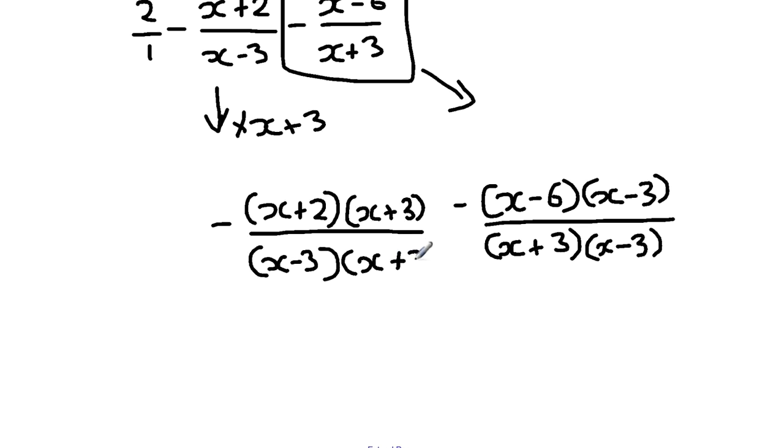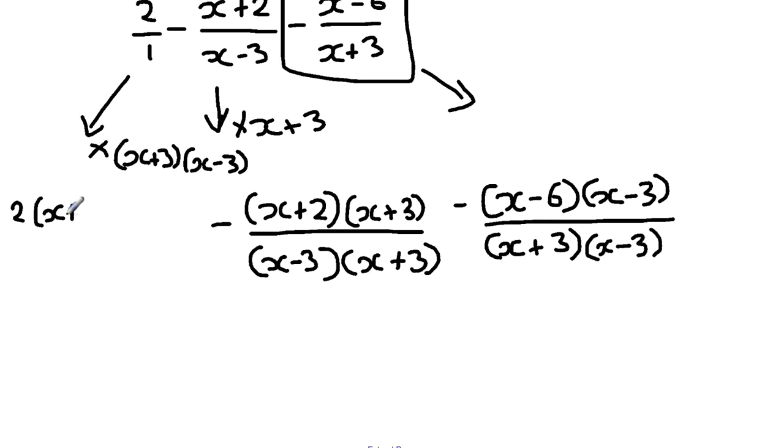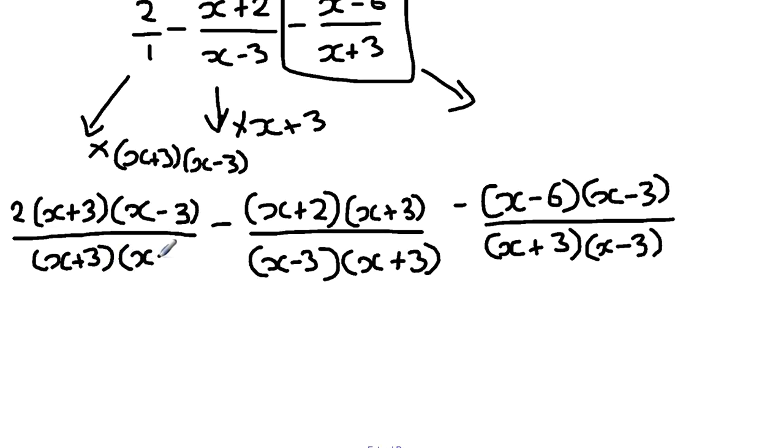Now on the left hand side of the fraction, we're going to multiply the numerator and the denominator by x plus 3 and x minus 3. So we should have 2(x plus 3)(x minus 3) over (x plus 3)(x minus 3).